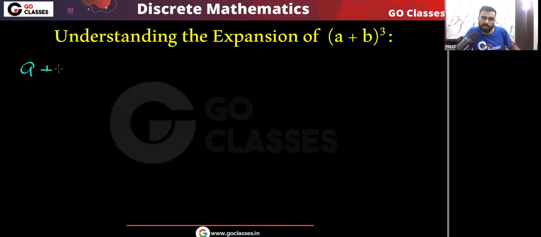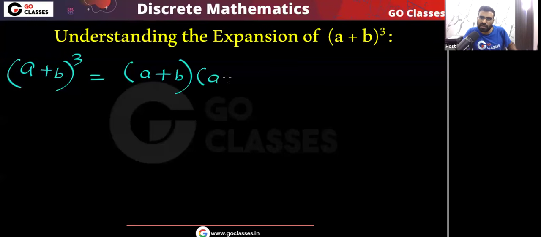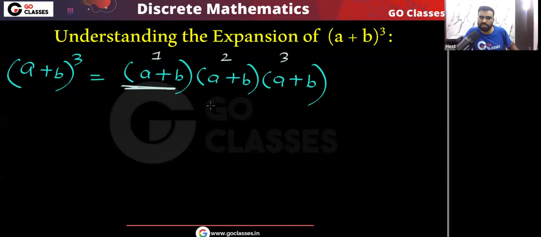We have (a+b)^3. This power 3, I can simply write as the multiplication of (a+b), (a+b), (a+b), 3 times, yes or no? Now, let me call it first, second, third. You can see this is a+b, this is a+b, this is a+b. I am calling them 1, 2, 3. These are the three factors we got. Now, let's see how to multiply a+b with a+b with a+b.